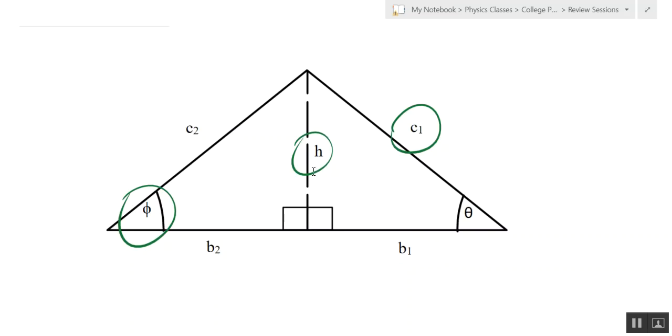So you know C and H for the triangle on the right, right? So what do you use to find B1 for the triangle on the right? Pythagorean theorem, right? That's the easiest way to do it. For the triangle on the left, you know phi and H, and you're trying to find B2, say. So what do you use for the triangle on the left again to find B2?